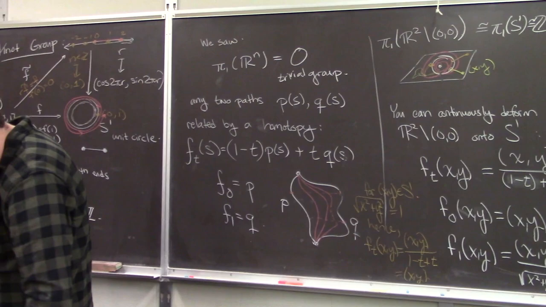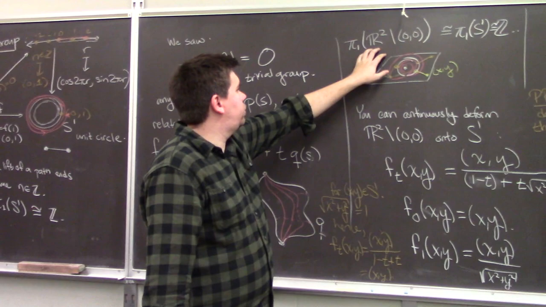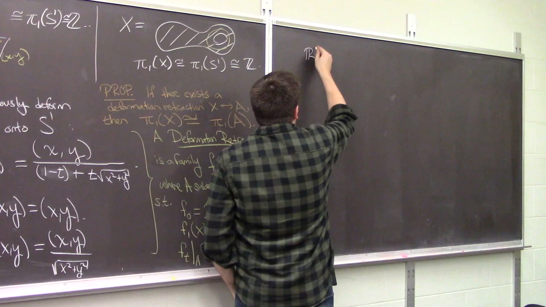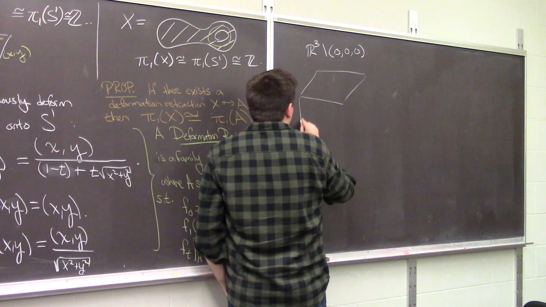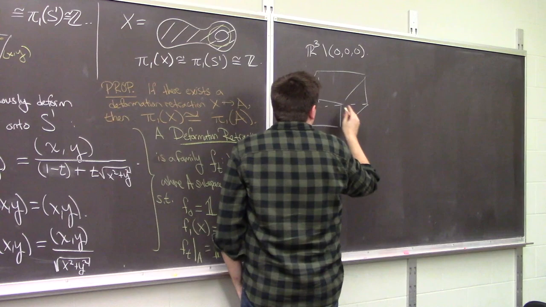So let's get to a more interesting example. Well, this was R2 minus a point. What if I thought about R3 minus the origin? So now I'm in 3-space. You know, I'm like some cube that goes on forever, but I represent 3-space as a cube. And I've just removed some point, I'll just remove that point from the cube.